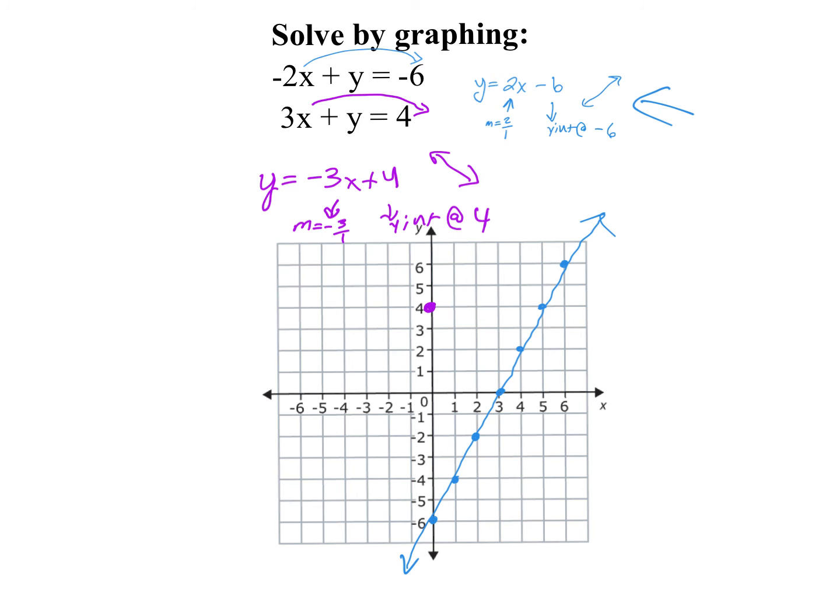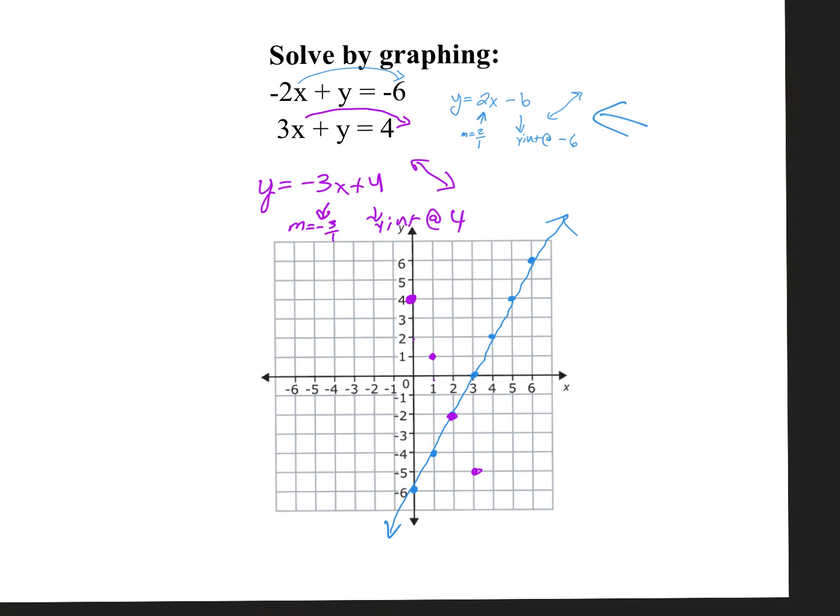So I go down 3, 1, 2, 3 over 1. Now when we graph, the point that they intersect is our solution. Pretend that's the straightest line you've ever seen in your whole life. My solution is right there. What is that point? It's at positive 2, negative 2.